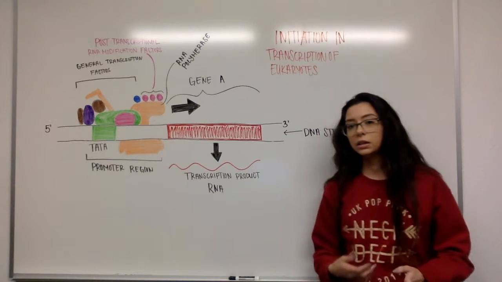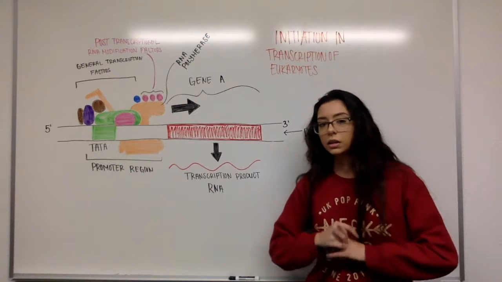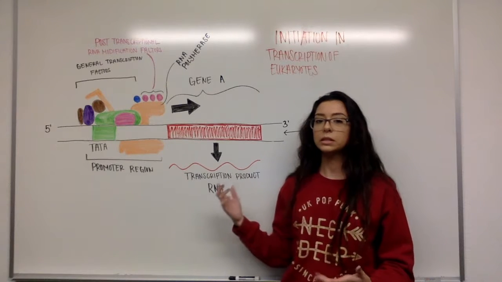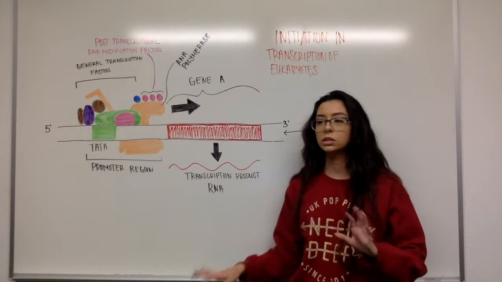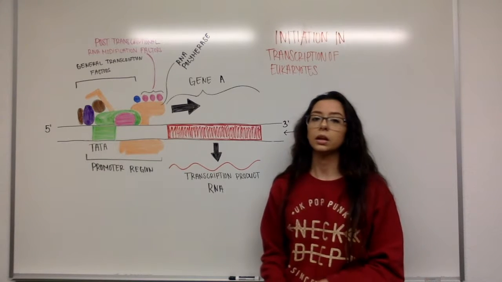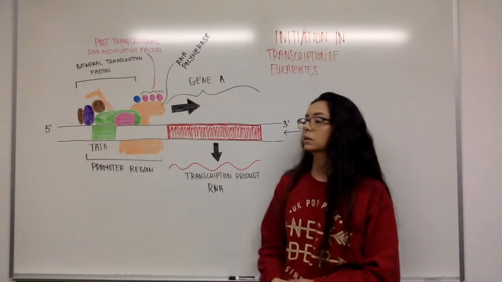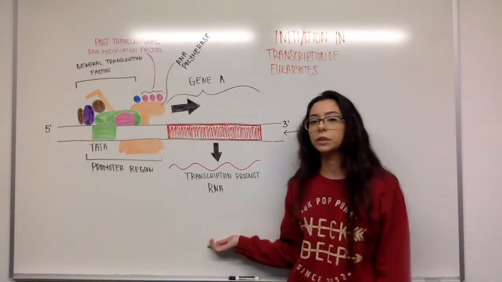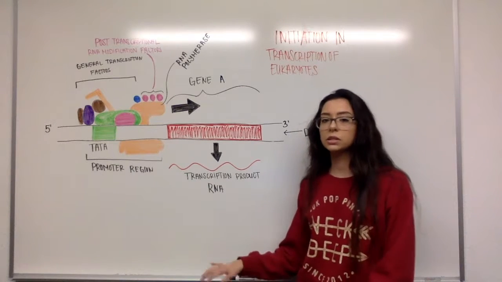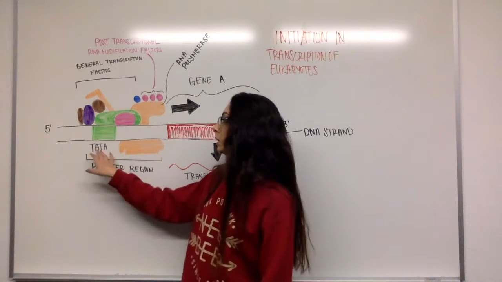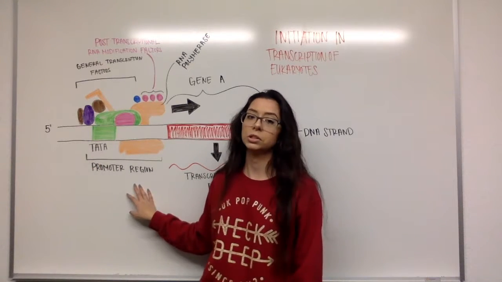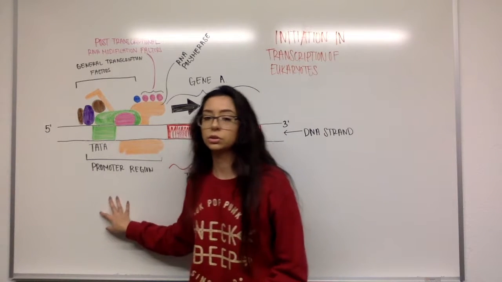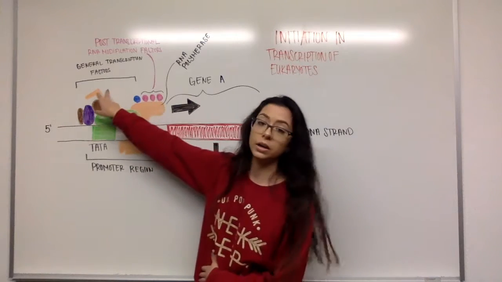After TFIID binds to the TATA box via the TBP, 5 more transcription factors and RNA polymerases combine around the TATA box in a series of stages to form a pre-initiation complex, which is this. This diagram demonstrates the process of initiation in eukaryotic transcription. As you can see, the TATA box, which is placed in the promoter region, which is located right here, is also where the general transcription factors are located, which are right here.